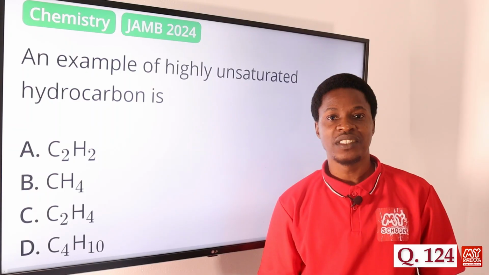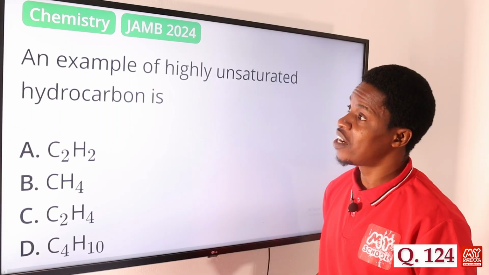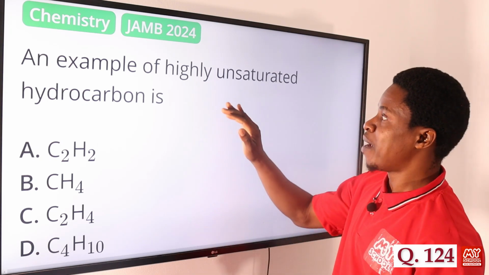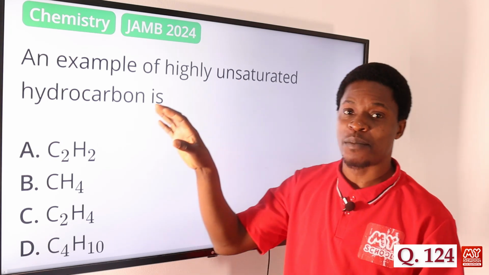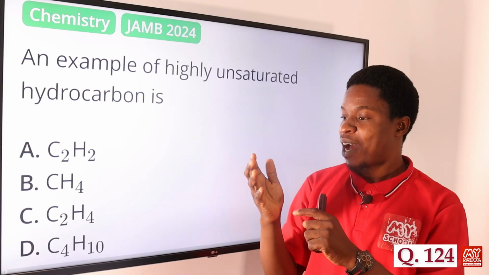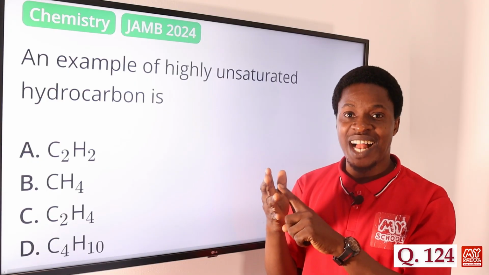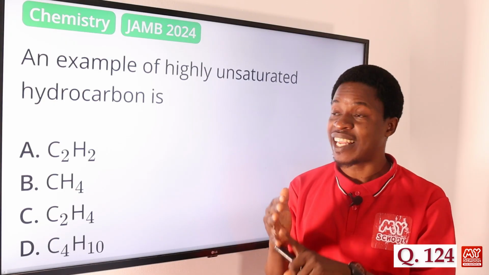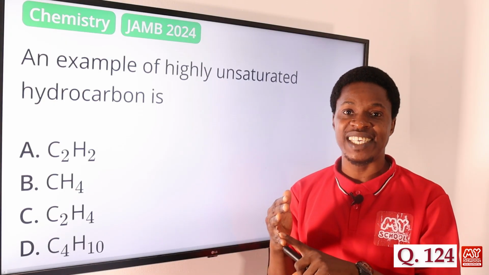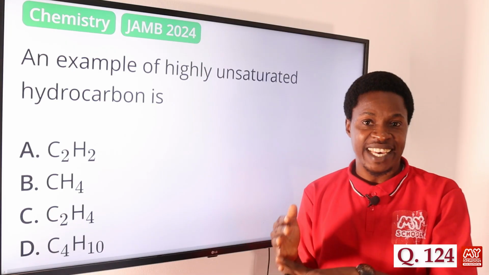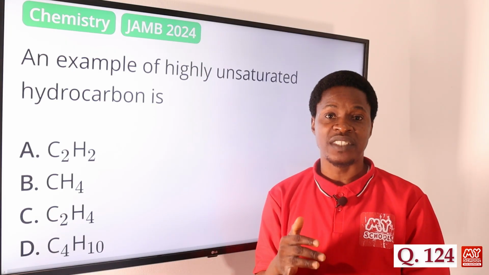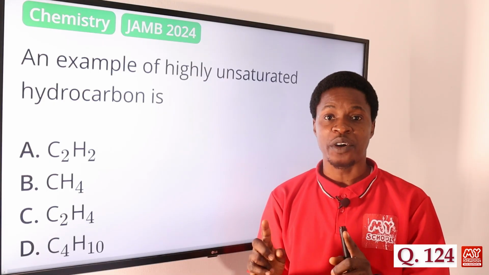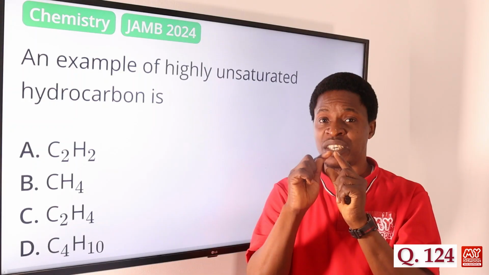Question 124. An example of a highly unsaturated hydrocarbon is... Remember that for hydrocarbons we have the alkane, we have alkene, and we have alkyne. Alkanes, which have the general formula CnH2n+2, are referred to as saturated hydrocarbons because they have carbon-carbon single bonds.